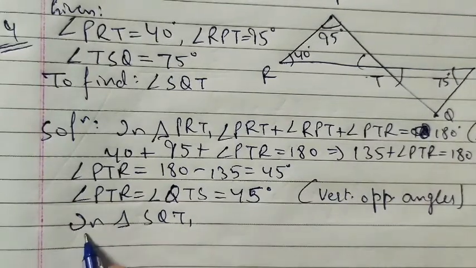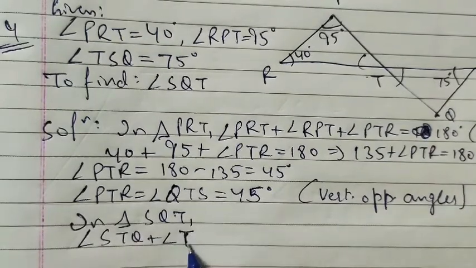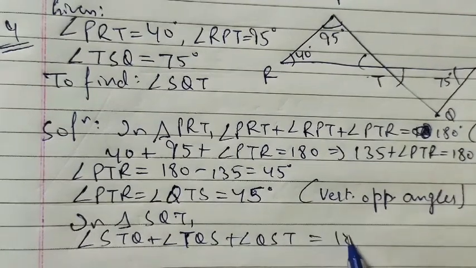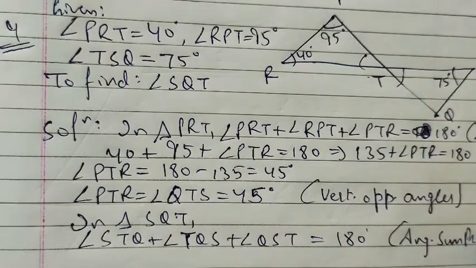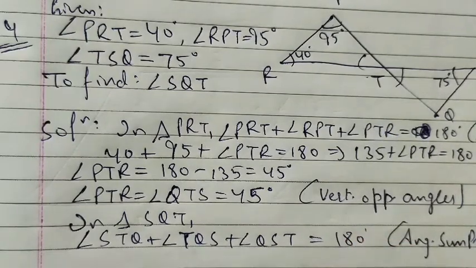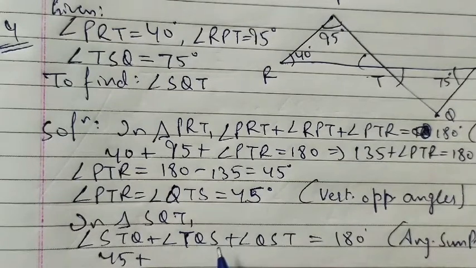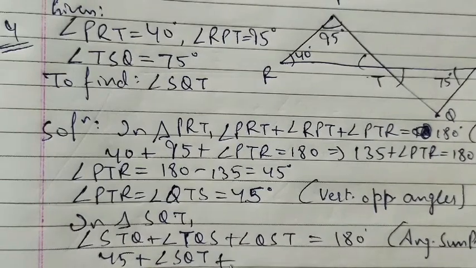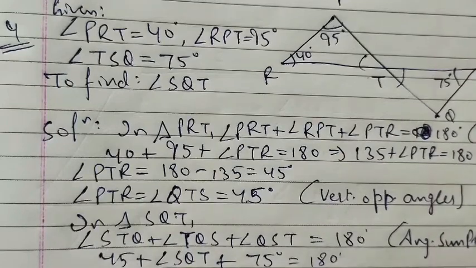So angle STQ plus angle TQS plus angle QST is equal to 180, angle sum property, right? So STQ we have recently determined, it is 45 degrees, plus TQS, we don't know the value of TQS, we can say it is SQT also, plus QST is 75, is equal to 180, right?